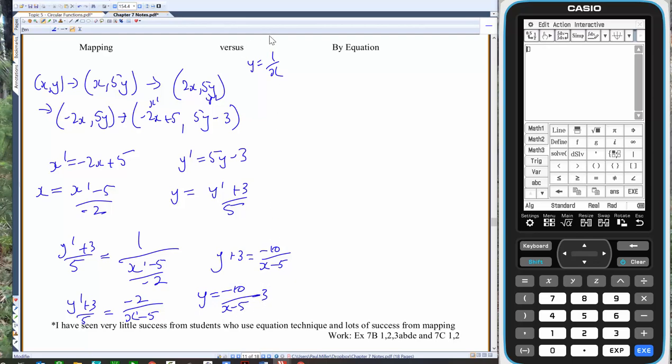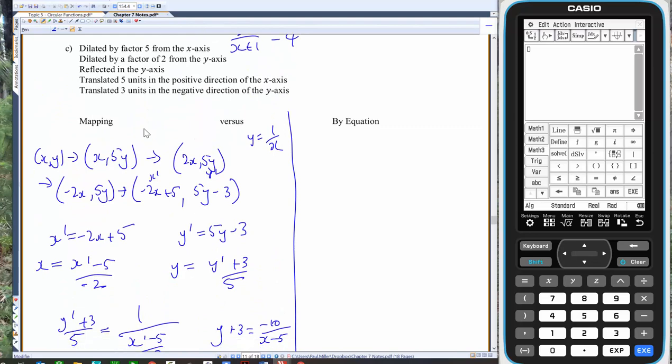So there is the version via mapping. Okay, so that's not easy by mapping. Right, but let's do it by equation and see how we go. So again, it's your turn to have a go by equation. Right, so pause the video and see if you can develop the equation, and then let's check it out.